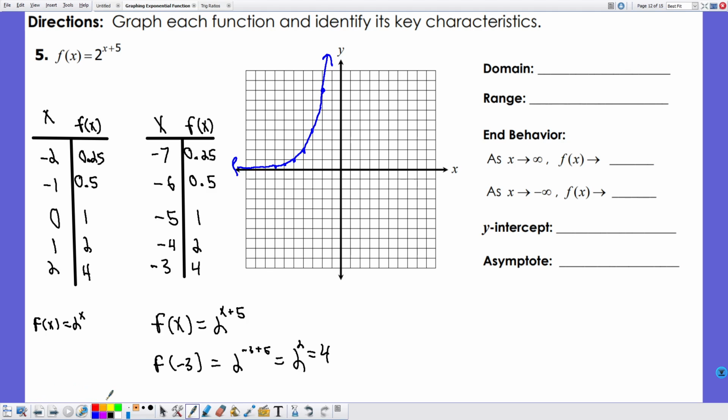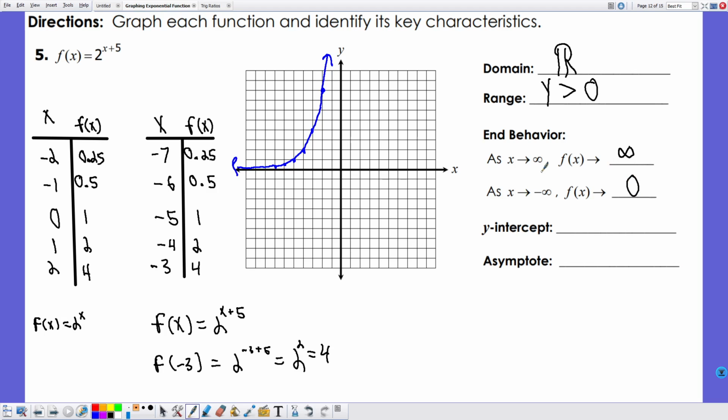Now, a lot of the same things are going to apply. Domain is still just all real numbers. Our range is still y is greater than 0. As x approaches infinity, f of x does so as well. f of x is going up and up and up. As x approaches -infinity, it's still approaching 0.